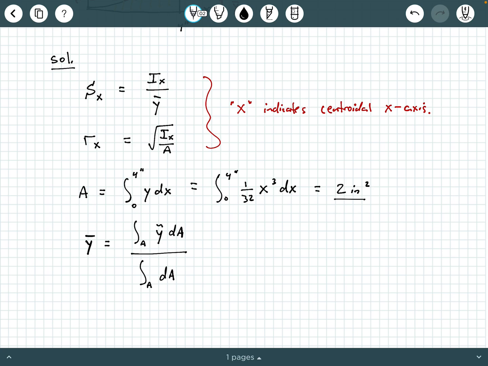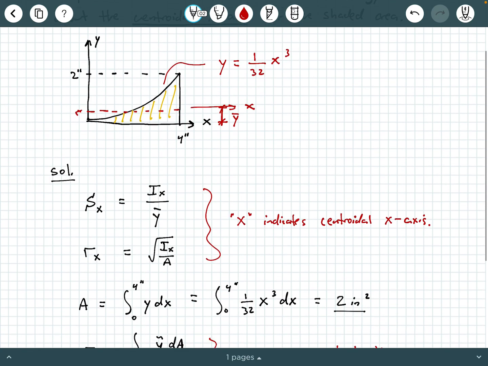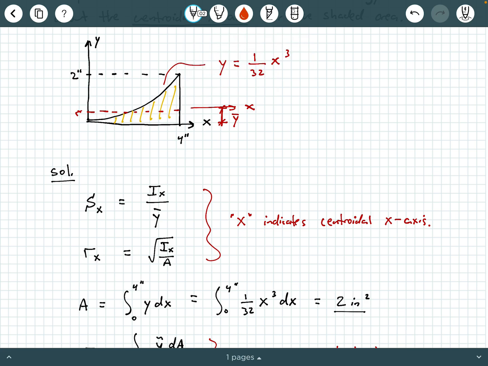Now, how do we set this up? To get y bar, I would recommend we use vertical slices. If you remember from chapter 9, let's set up a vertical slice right here, and that vertical slice is dA. That dA is going to have a little width of dx. And y tilde is represented by the centroid of that vertical slice. In this case, since y tilde is measured from the global x-axis up to the curve itself, y tilde should just be equal to y over 2.